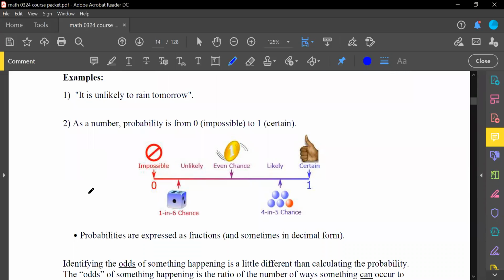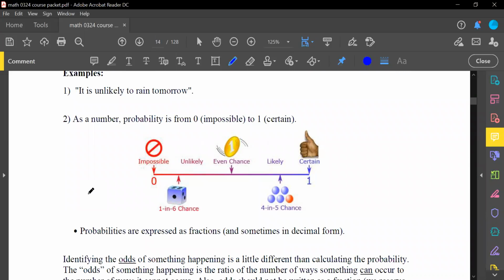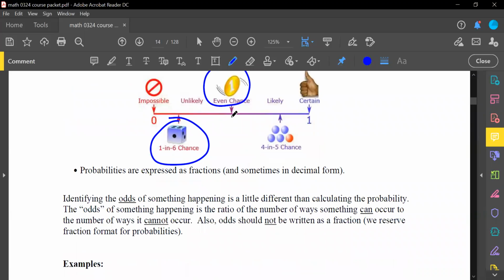She's got a few sample probabilities. When you roll a dice, if it's what they call a fair dice, you have a 1 in 6 chance of rolling any of the numbers. Flip a coin, if it's a fair coin, you have a 50-50 shot of getting heads or tails. With these balls, she's got 5 balls. If I draw 1 ball, I've got a 4 out of 5 chance of getting a blue one, so it's more likely than not.